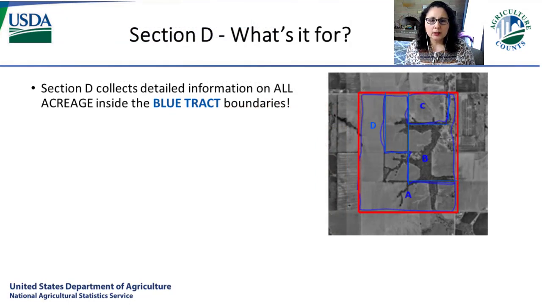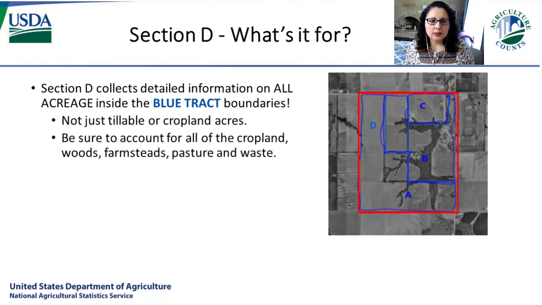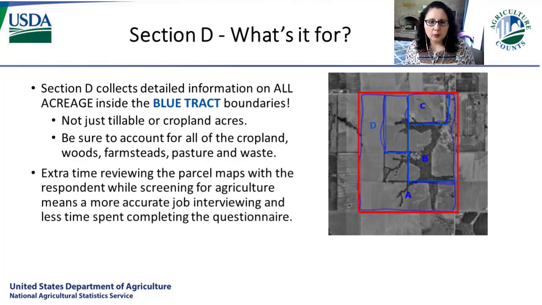So what is Section D for? Section D is designed to be a recording form for the tract acreage within the area land segments. It accounts for all the acres inside the blue tract boundaries as shown on this example segment. We then use the tract acreage to set estimates of crops and land usage for the upcoming June acreage report. And for that reason, it is important to take a little extra time to review the parcel maps with tract operators while you have them on the phone. This is to ensure that you have this section completed correctly.